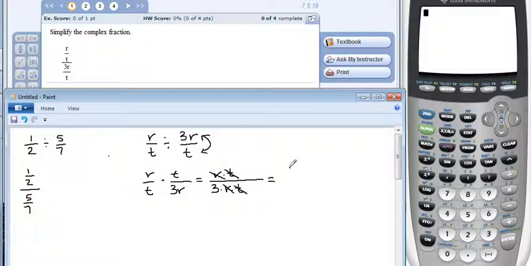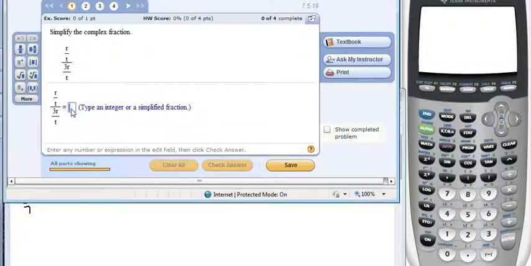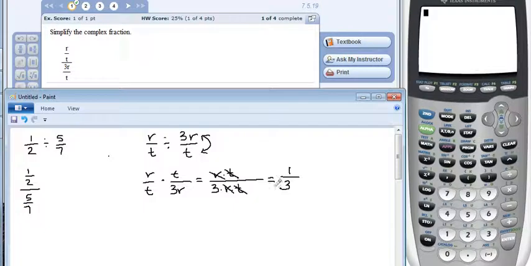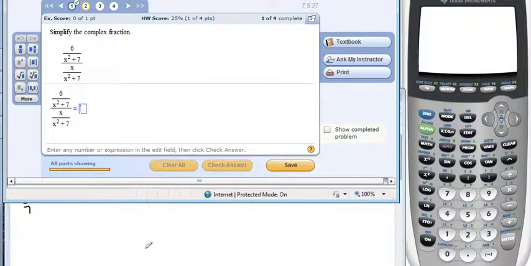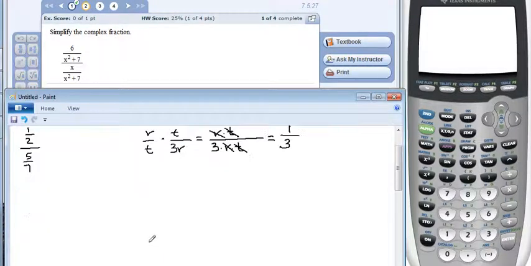Everything left on the top, so we've got a 1, and then we've got the 3 underneath. So we've got a third. Should we try it? Fantastic. Okay, type an integer or a simplified fraction. If this could be reduced further, that's what it wants. All right, let's try another one.